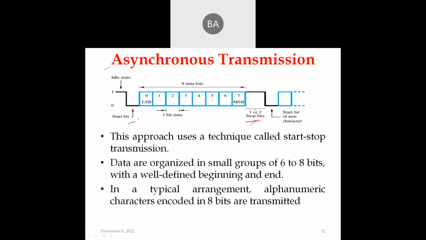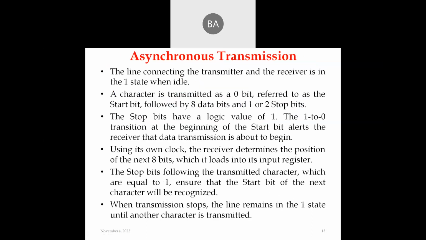Data are organized in small groups of 6 to 8 bits. Generally, we make use of 8 bits here, with a well-designated beginning and ending for the transmission of the 8 bits. Every character we transmit is encoded into 8 bits. The line connecting the transmitter and the receiver is in one state when idle, and a character is transmitted as a 0 bit, referred to as the start bit, followed by 8 data bits, and one or two stop bits. The stop bits have a logic value of 1.